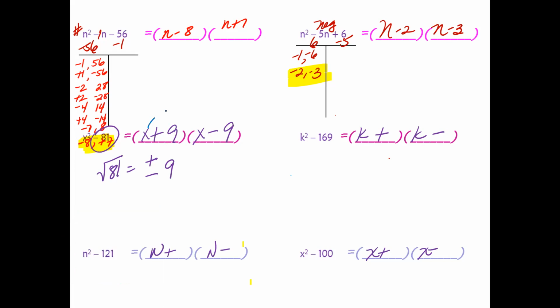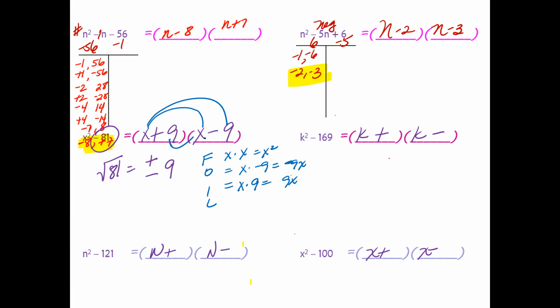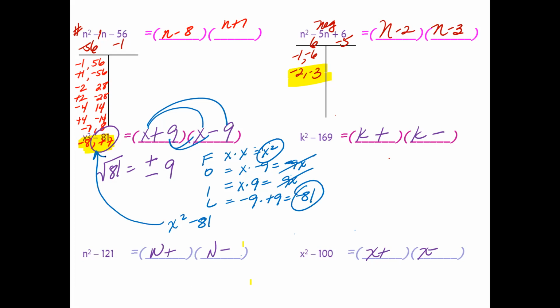Because if you don't believe me, you can actually FOIL it. FOIL. First is x times x, which is x squared. Outer, which is x times negative 9, which is a negative 9x. Inner, which is x times 9, which is a 9x. And then last, which is a negative 9 times a positive 9, which is a negative 81. Guess what? Outer and inner cancel out. What do you have left? X squared minus 81, which is exactly the same as your original equation. So you know your answer is correct.